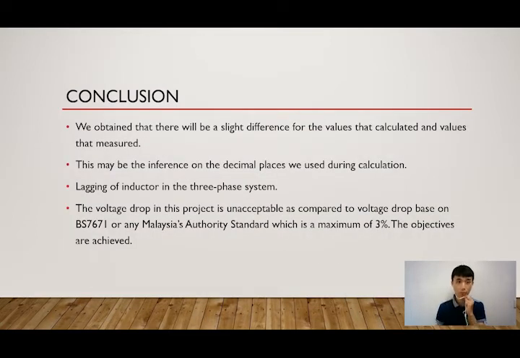In conclusion, there is a slight difference between the calculated values and the measured values. This may be influenced by the decimal places we use during the calculation or the lagging of the inductor in the three-phase system. I mention again, the voltage drop in this project is unacceptable as compared to the voltage drop based on BS 7671 or any Malaysia authority standard, which is a maximum of 3%, and the objectives are achieved.